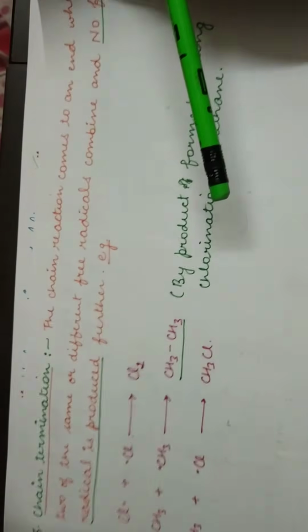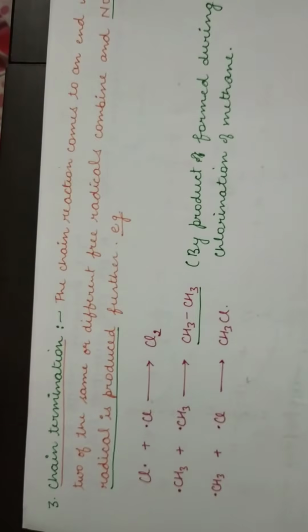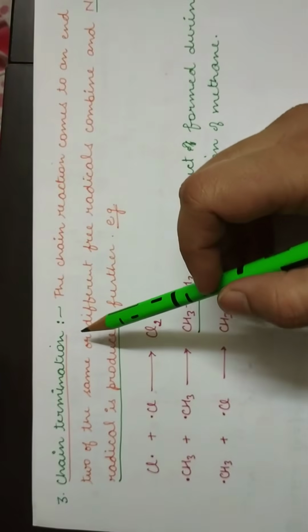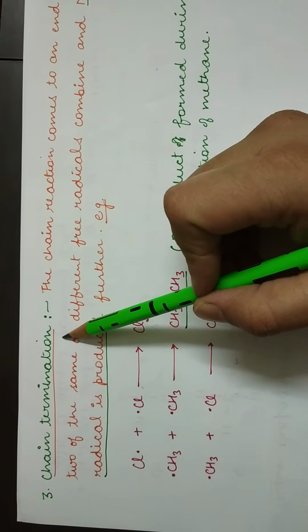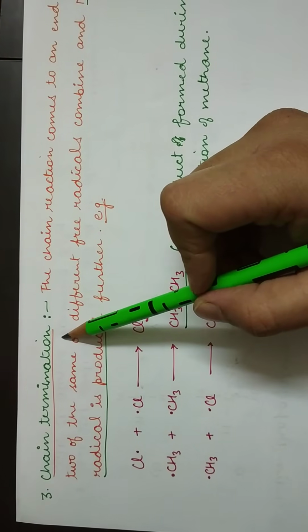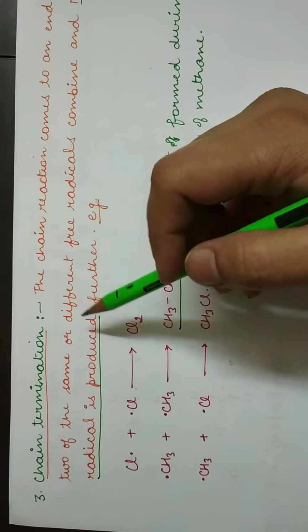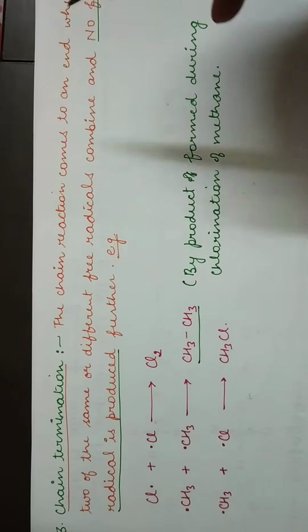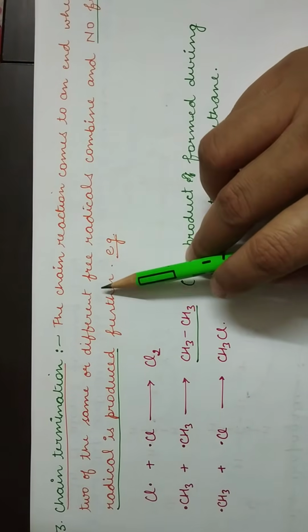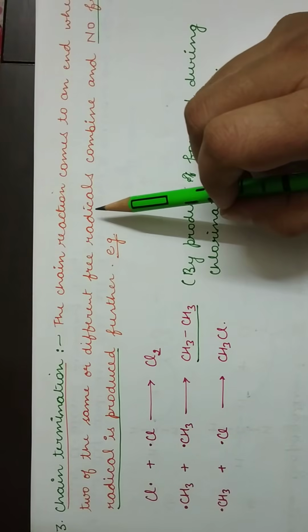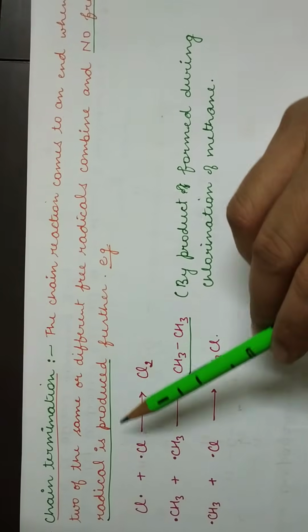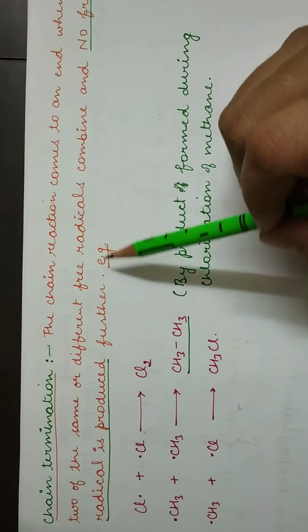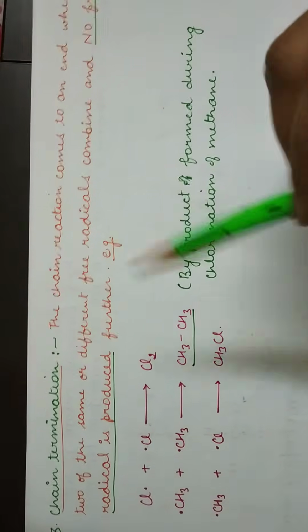Now, when will this reaction stop? From this question we come to the third and last step of this halogenation reaction, that is the chain termination. The chain termination will happen by the combination of different or same types of free radicals together, when no further free radicals are produced, and hence the reaction will stop. How can it happen?